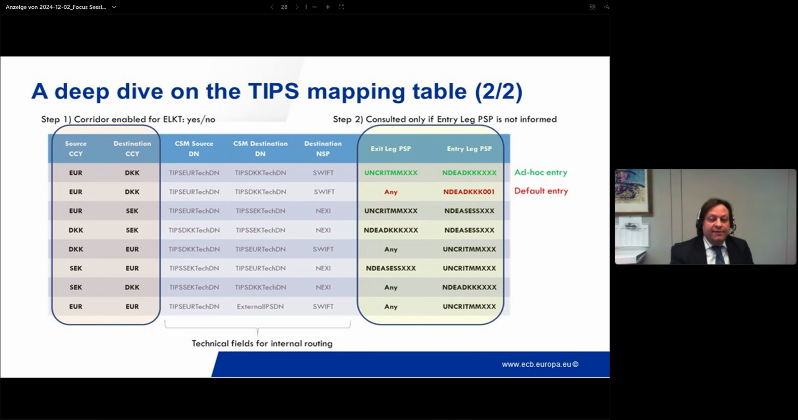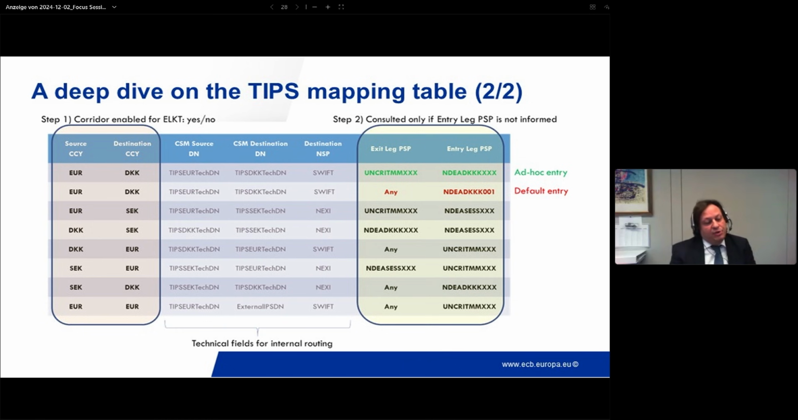Secondly, if there is a gap of information in the message, and here I'm referring to the entry leg PSP, which is not present in the message, then the system will look for a match between the entry leg PSP and the exit leg PSP that we can find in the message, because the latter is a mandatory field according to the one leg out scheme.